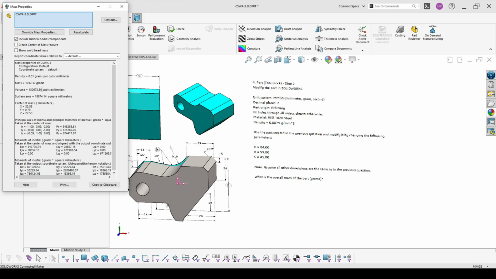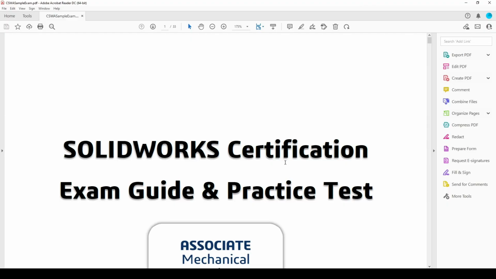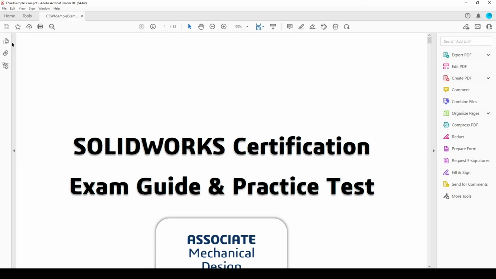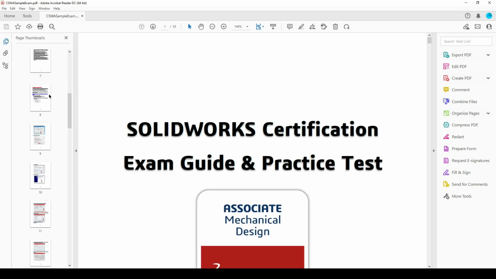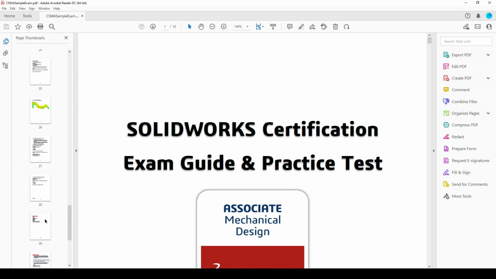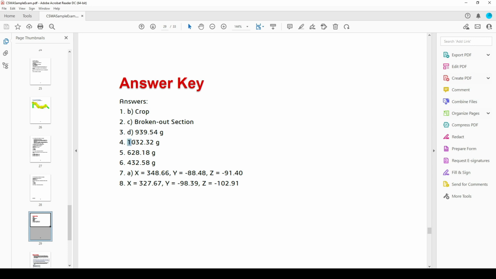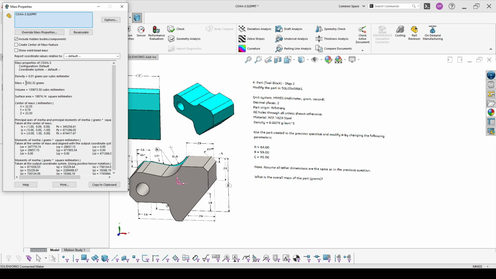Usually it's comma, but please read carefully before entering your answer, because if you write point instead of comma, you will have a wrong answer no matter that you have the correct one. We're going to the sample exam and we will go to the answers area to see if our answer is correct. Grams, exactly our value here.